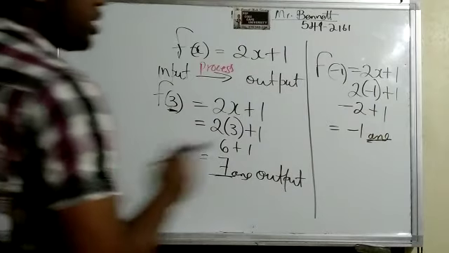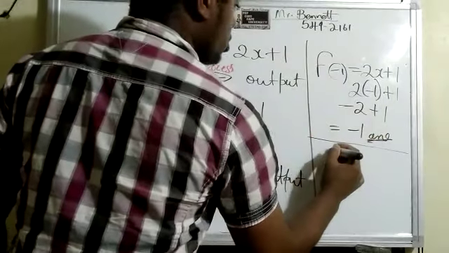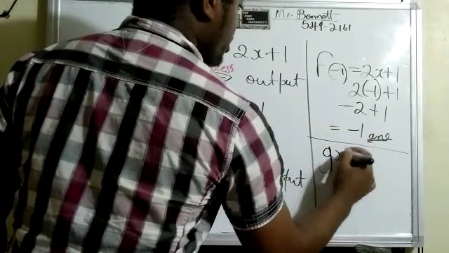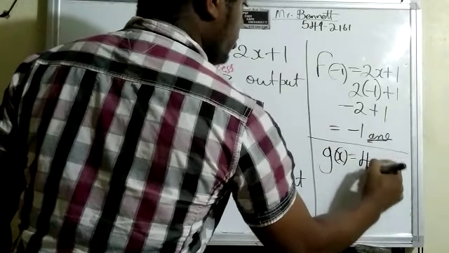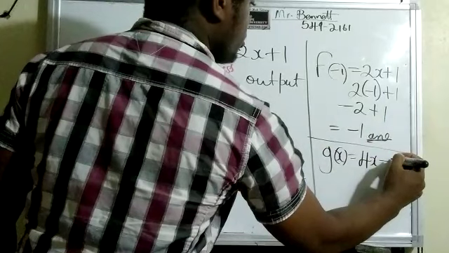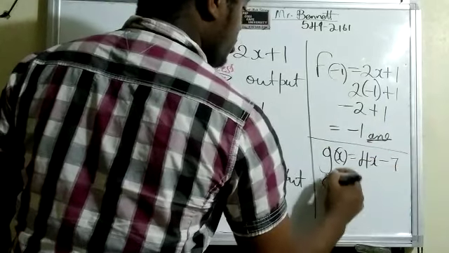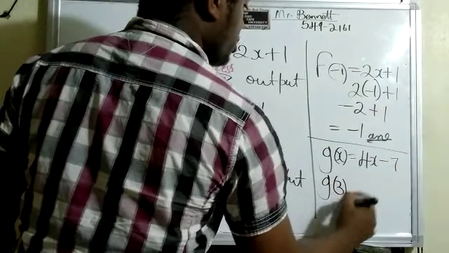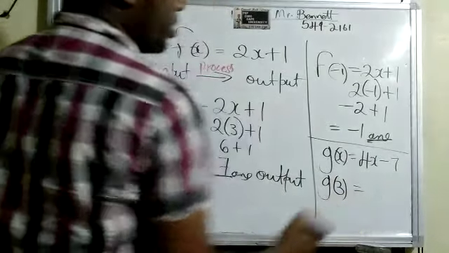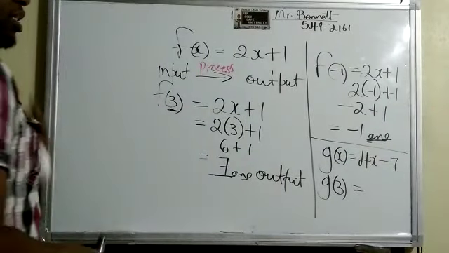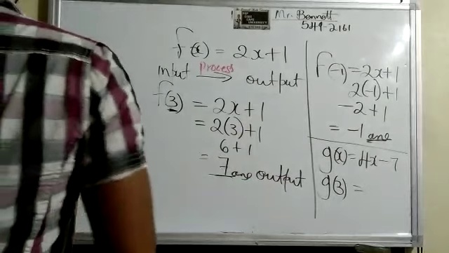Now I want you guys to try this one. No cheating now. Say g of x is equal to 4x minus 7, and you're going to find g of 3. Leave that in the comment section. Alright guys? Leave your answer for this one in the comment section.